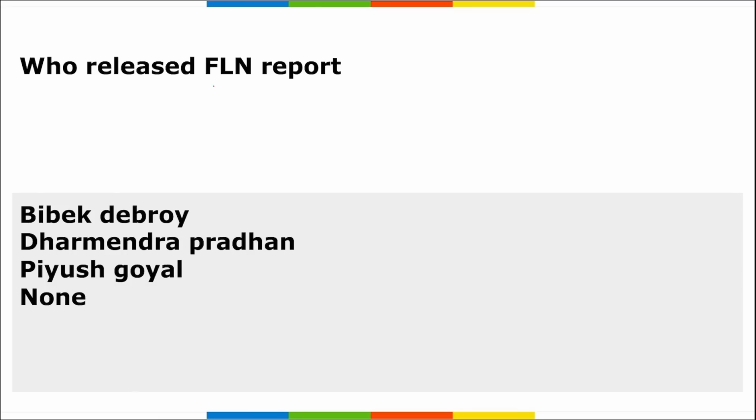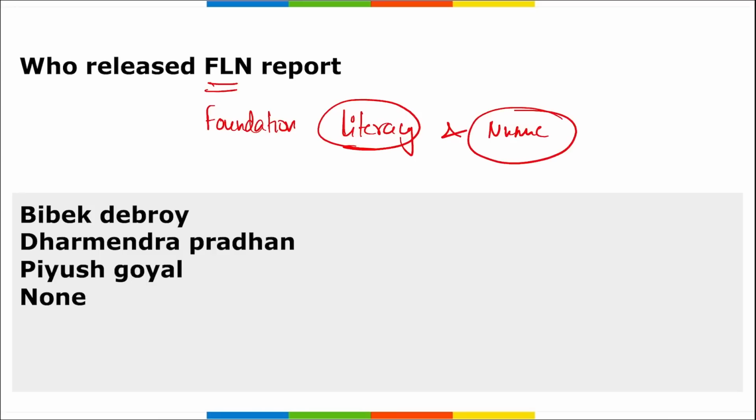First is, who has released the FLN report? What is FLN? FLN stands for Foundation Literacy and Numeracy. That means, in the early stages of the life of children, the main focus should be teaching the foundation of literacy and numeracy. That means the main focus should be on numbers and words, teaching them how to learn those words or how to understand those words.